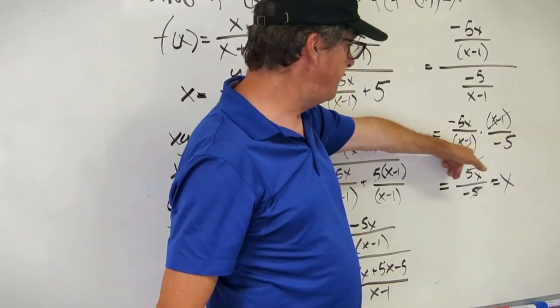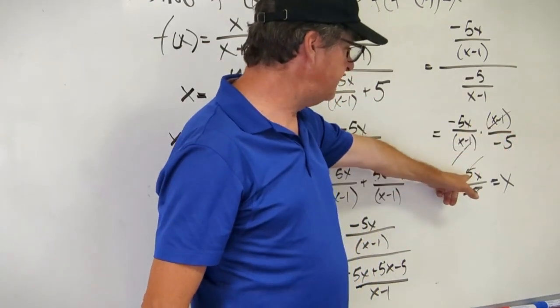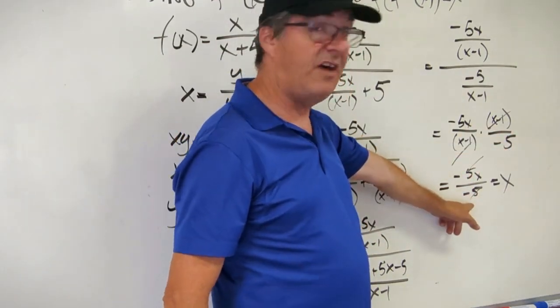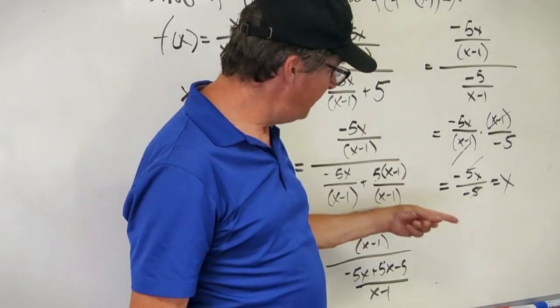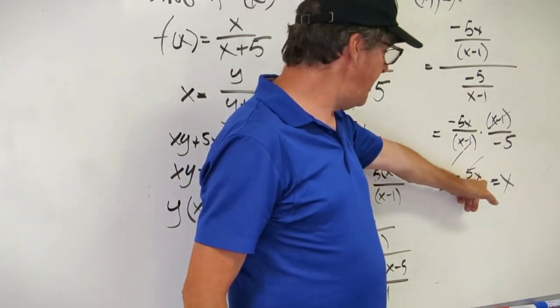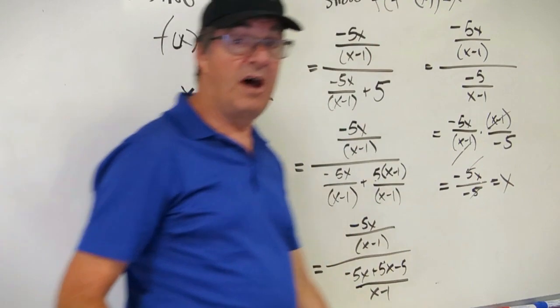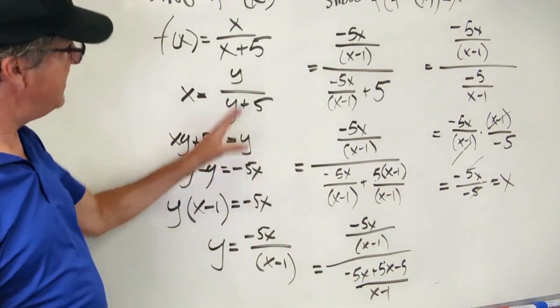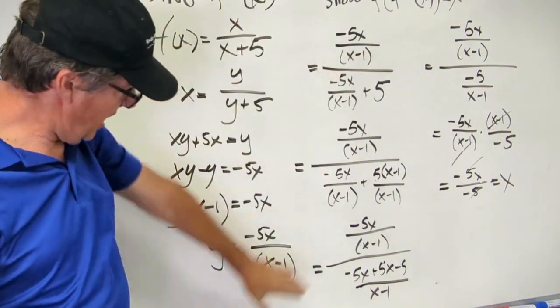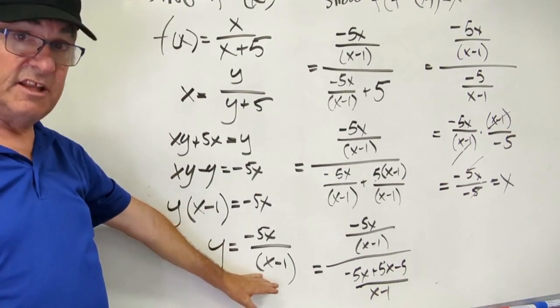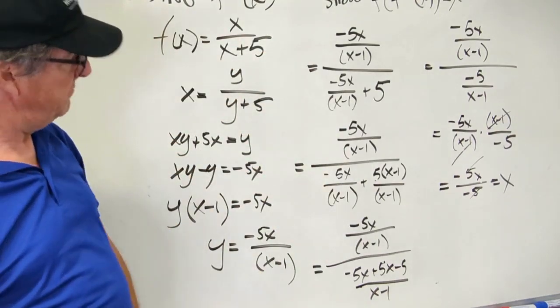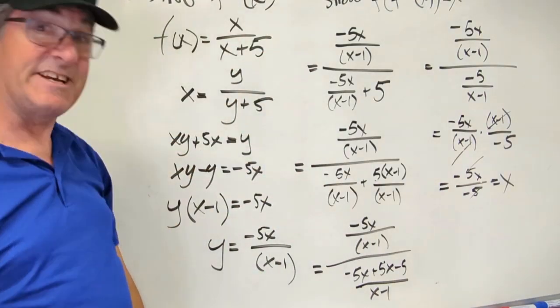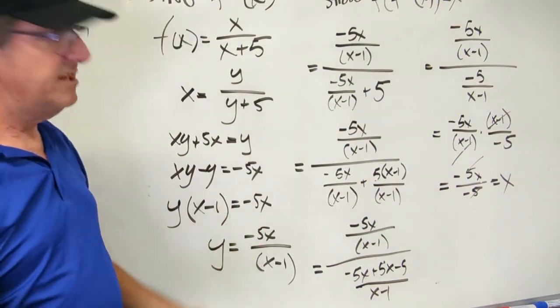I got one on top, one on the bottom, so they go away. So that gives me minus 5x over minus 5. Now check it out. The minus 5's also cancel out, leaving me with x right there. So I did indeed show you that for my function, I got my inverse function correctly, and then I used my algebra skills, and boy, that was a bunch of steps. There's like 6 steps there to get the correct answer.